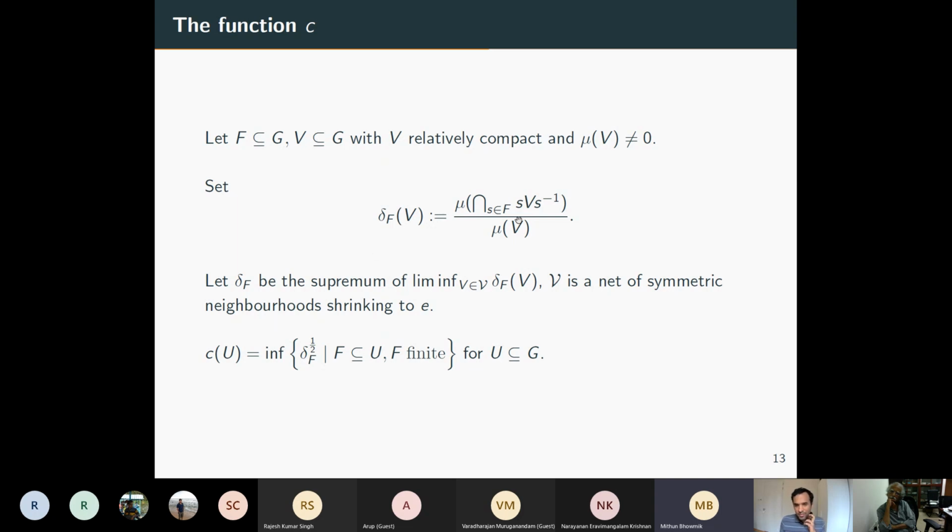So from this sort of definition, it should make sense why this is measuring the failure of the small almost invariant neighborhood property. So C_U in particular is the infimum of the square root of these delta f's, where f's are finite sets inside U. Okay, well, the details are not terribly important. I just wanted to show this so that it's clear how it's related to this small almost invariant neighborhood property.